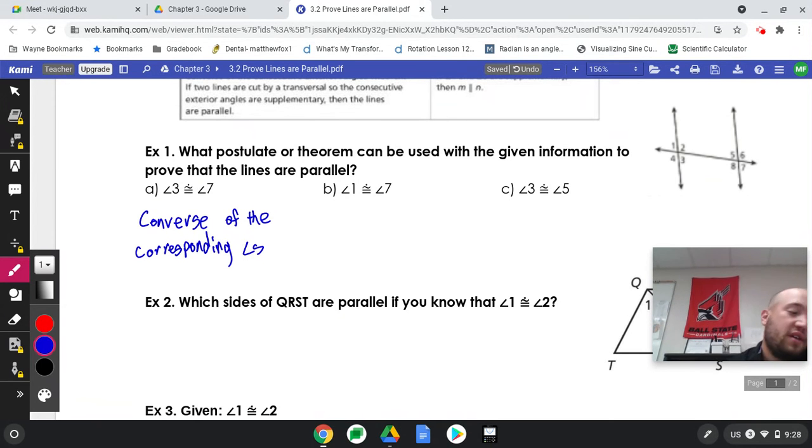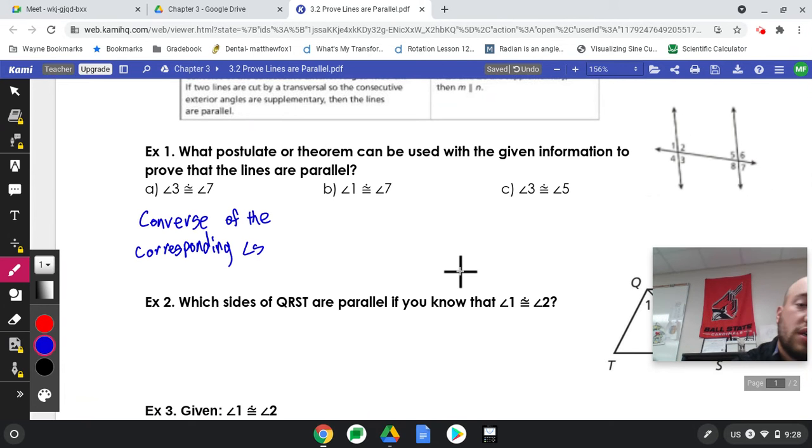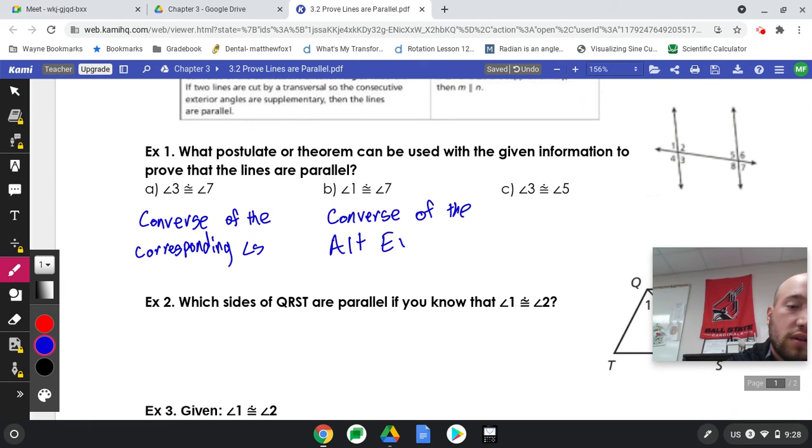All right, letter B. Once again, 1 and 7, we find them. They're on the outside, exterior, alternate exterior. So it's going to be converse of the alternate exterior angles. And our final one, angle 3 and 5 are congruent. Those are alternate interior. So once again, converse of alternate interior.